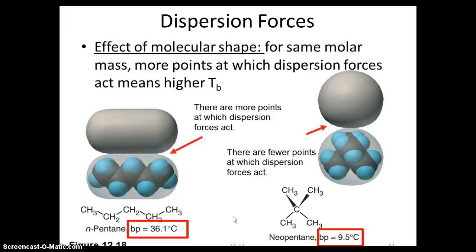So for question 9, I'd like you to try to come up with another example of two molecules that are the same molar mass but have a different structure, and write down what their different boiling points are. So you're going to draw the structure, give the name, and give the boiling point for the two compounds. So that is 9.